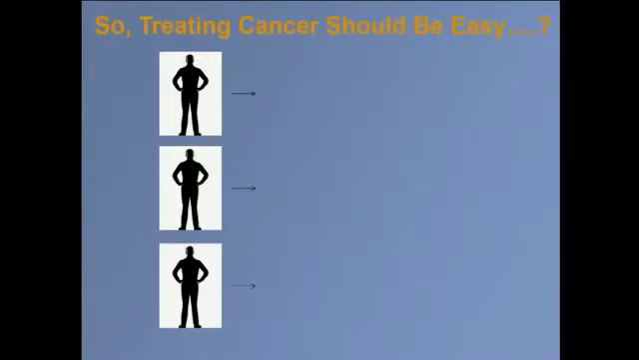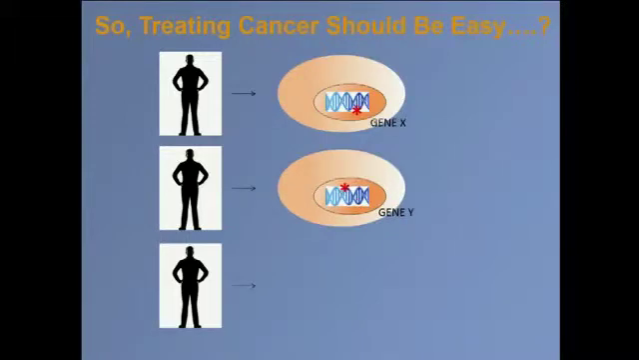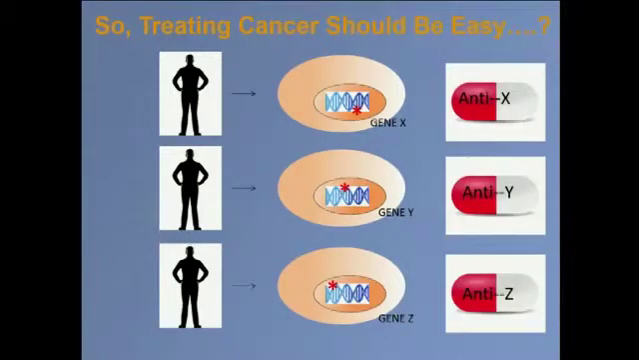With the story I've told so far, it almost makes it seem like treating cancer should be easy. You'd have 3 patients. In one you'd find an alteration of gene X, in one you'd find an alteration of gene Y, and in one you'd find an alteration of gene Z. And so you would just say, okay, if you have gene X, I'll give you an anti-X drug. If you have gene Y mutations, I'll give you anti-Y. And if you have gene Z, I'll give you an anti-gene Z, and things would be easy.